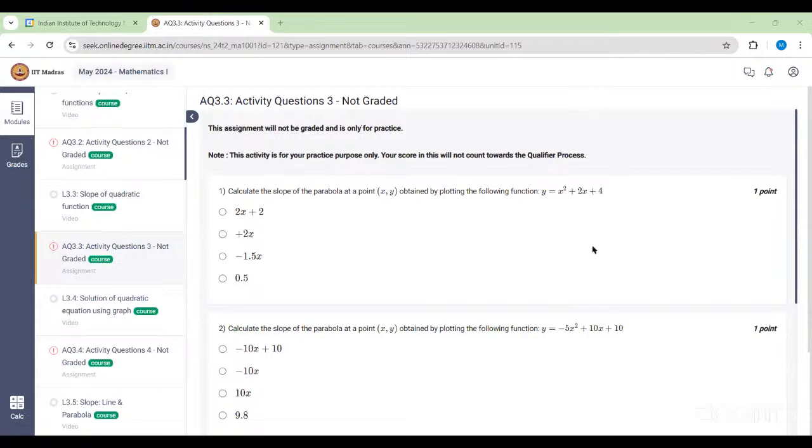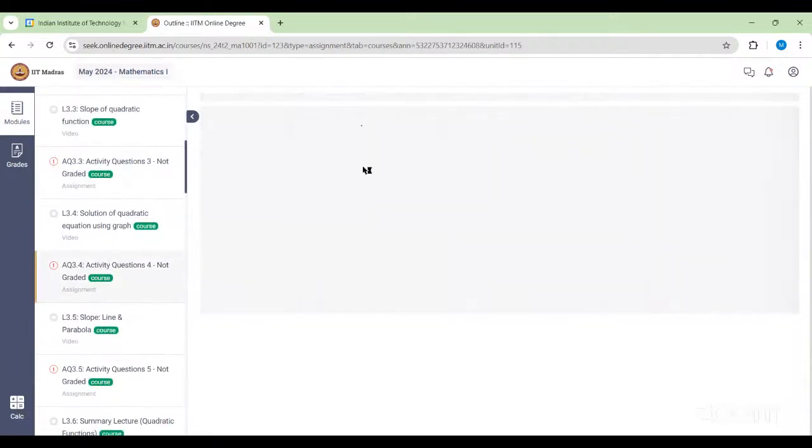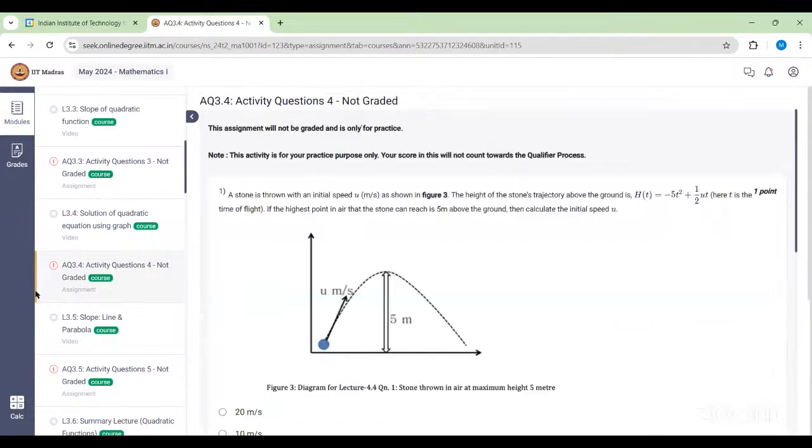Any doubt in activity 3.3? No, ma'am. Okay, so in between, if you find any doubt, then we can come back. Activity 3.4, any doubt in activity 3.4? Ma'am, first question. First question, okay.